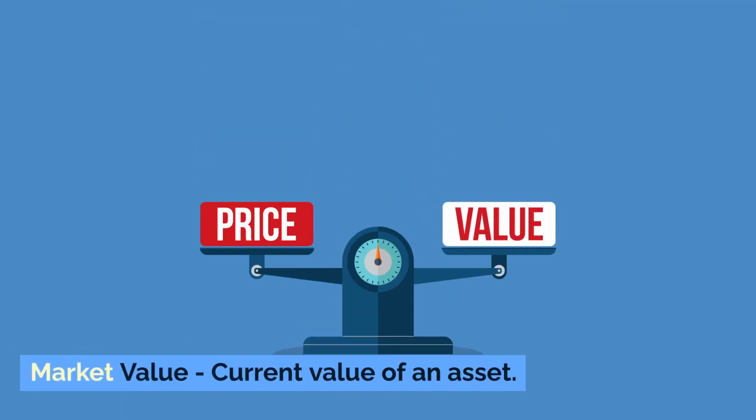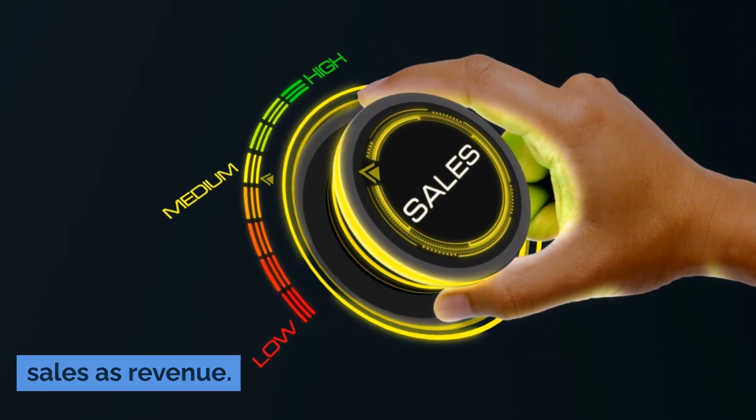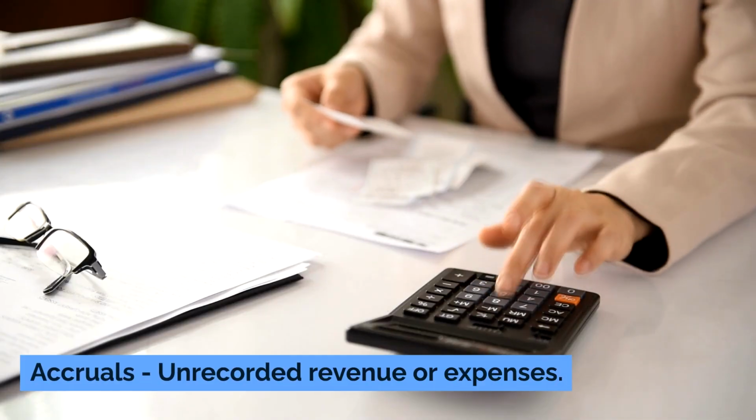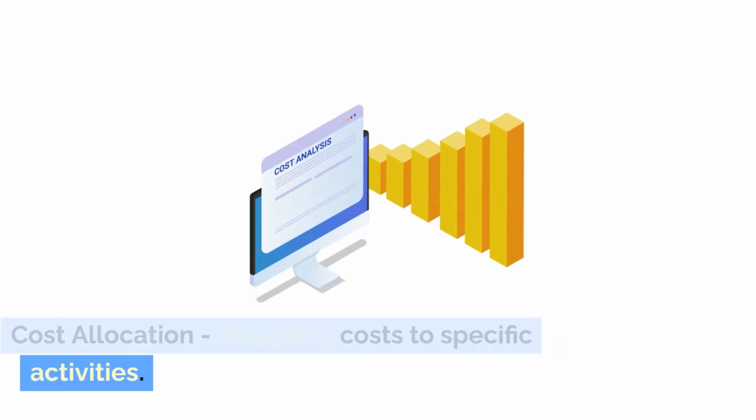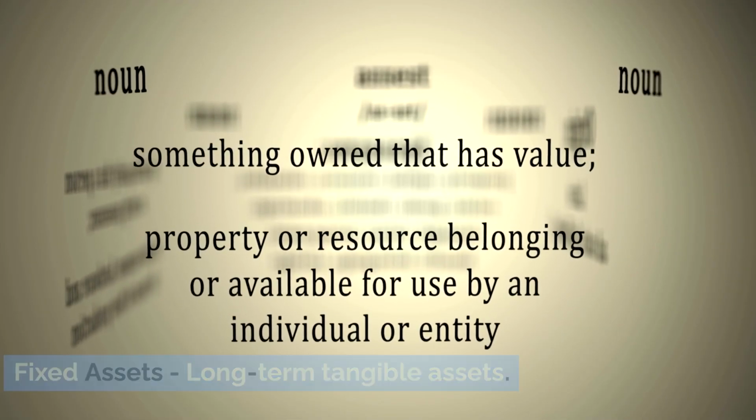Market value: current value of an asset. Revenue recognition: timing of recognizing sales as revenue. Accruals: unrecorded revenue or expenses. Cost allocation: assigning costs to specific activities. Fixed assets: long-term tangible assets.